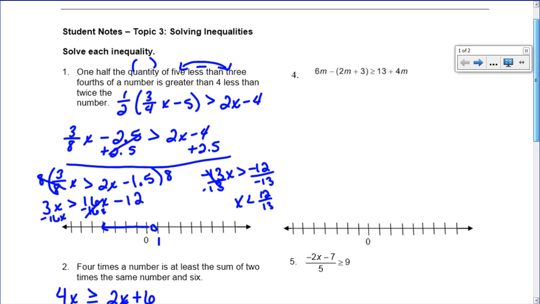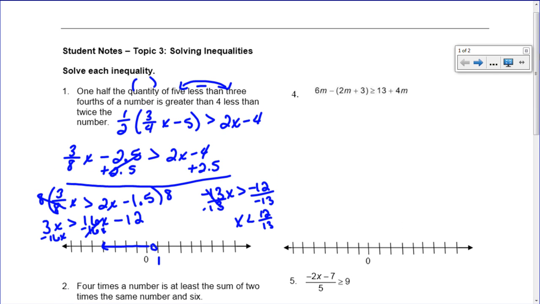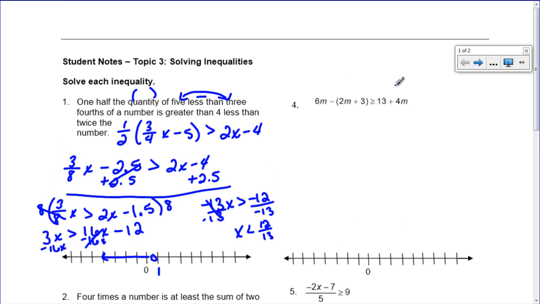So now number 4 here is just, here's the inequality, we're going to solve it. But before we can do anything, I've got lots of simplifying to do. First things first, we've got to get rid of these parentheses. And if you'll notice, the only thing in front of it is this minus sign. So it's like having a negative 1 right here. So the 6m we haven't done anything with yet. Bring it down. But now I'm going to do negative 1 times 2m, which makes minus 2m. And then I'm going to do negative 1 times 3, which becomes minus 3. And this becomes 13 plus 4m.